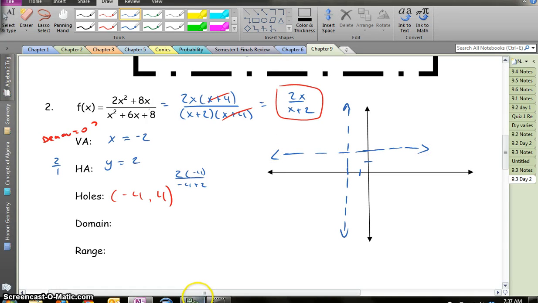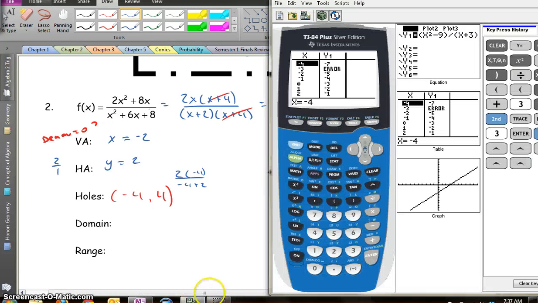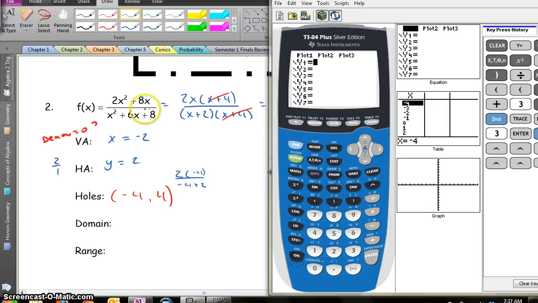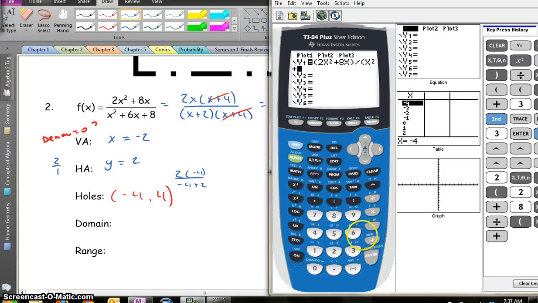All right, now as we talked about yesterday, our graphs can really show up anywhere. So when we type this one in, again, always type in the original equation. 2x squared, oh, I'm going to use parentheses, my bad. 2x squared plus 8x, close parentheses, divided by, parentheses, x squared plus 6x plus 8.